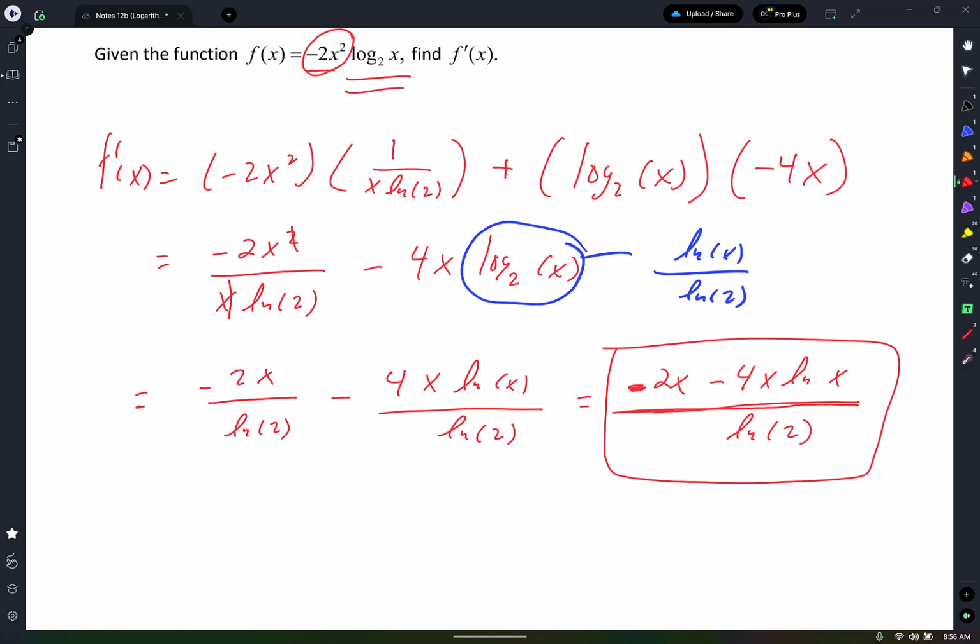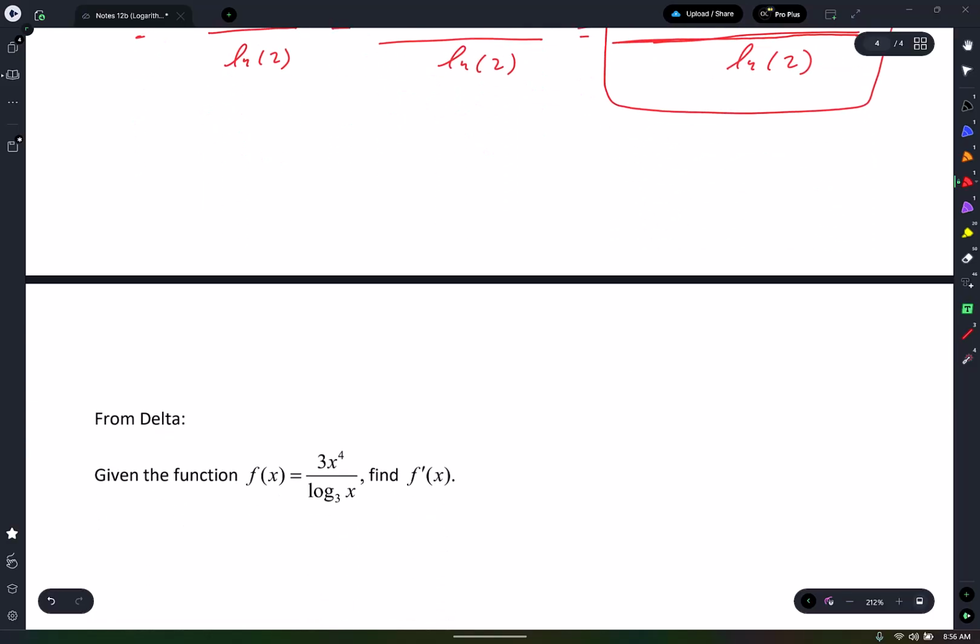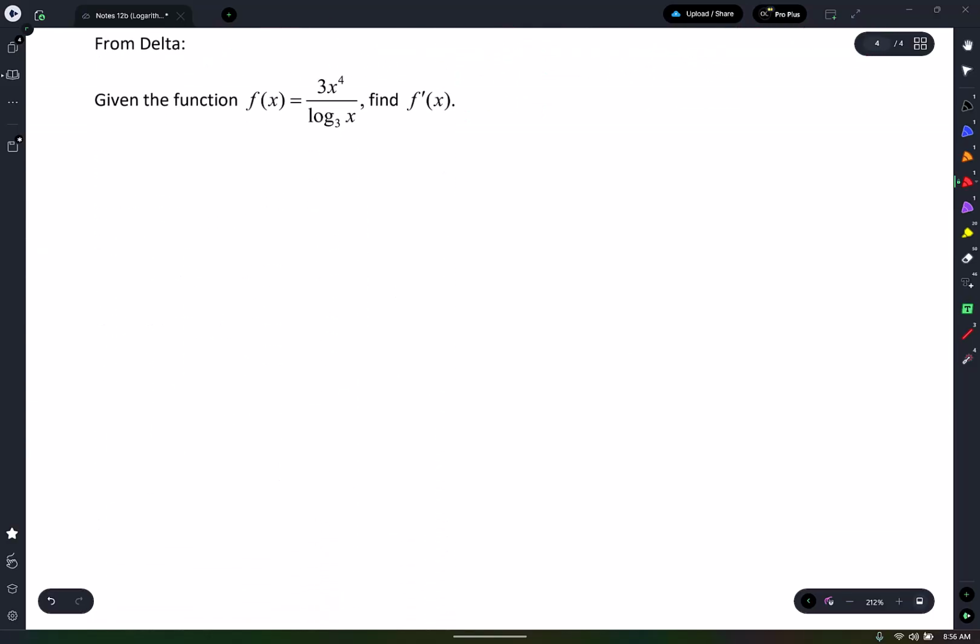Okay. Don't we just got one more? Relax. I had to give you a quotient one from Delta, so that way we're good. Do you have to simplify it on Delta? No. Oh, you said that one angrily.